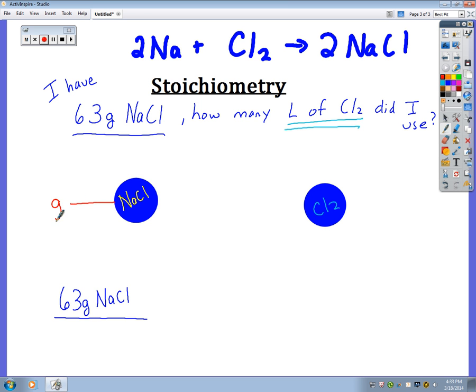So I've got grams over here. I've got liters up top, and I have particles down here, like molecules, etc. Same thing on this side. Liters, grams, particles, like molecules over here.